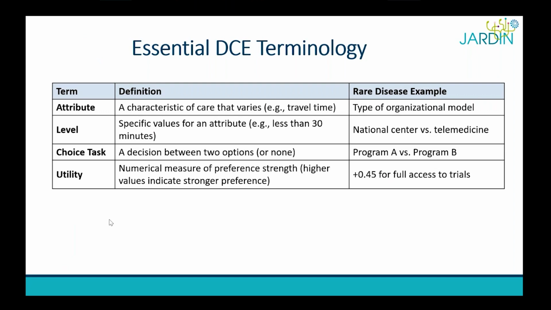And then the choice task means the decision between two options. So for instance, if the choice task consists of two programs, let's say a choice between program A and program B, then we call that a choice task. And there is what is called utility. This is simply a numerical measure of the strength of preferences. So the higher value means there is a stronger preference for that specific characteristic.